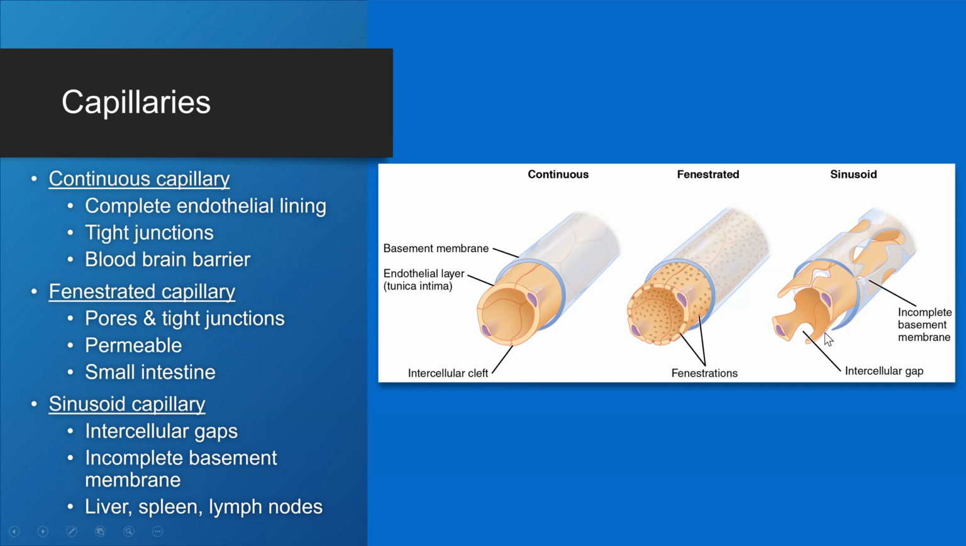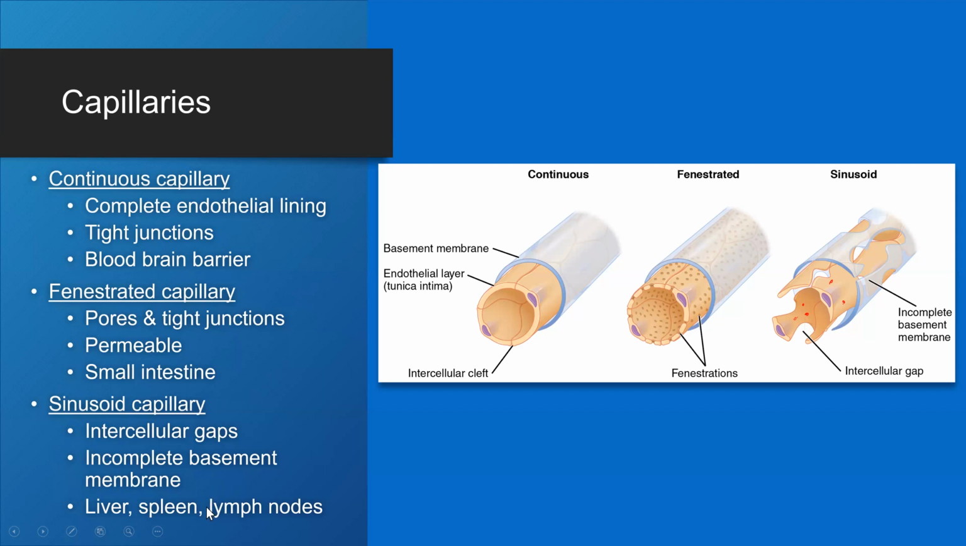Sinusoid capillaries are found in liver, spleen, and lymph nodes, and they are the most permeable capillaries. So you see they have an incomplete basement membrane over here. They have huge intercellular gaps. And what is not shown over here, they are also fenestrated. They will also have pores as well. And so you can see that bigger substances can leave those capillaries.